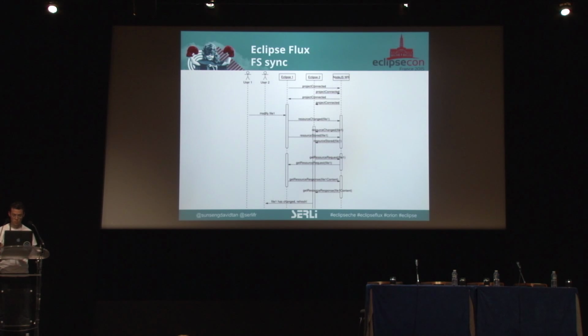So Eclipse 2 will receive the message. Eclipse 2 will then ask for the file because it wants the latest content of the file. Then Eclipse 1 will reply, here is the file. Then Eclipse 2 gets the file, and user 2 gets the change in their file system. So this is an example of a message being exchanged in Flux.